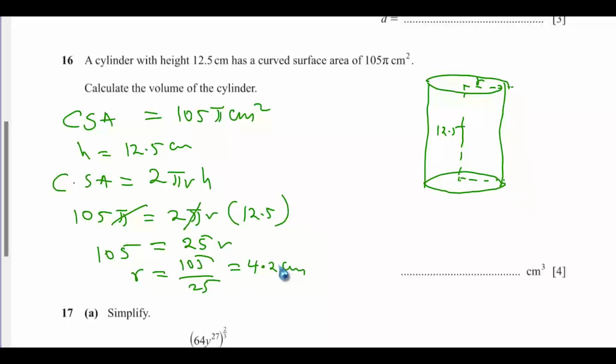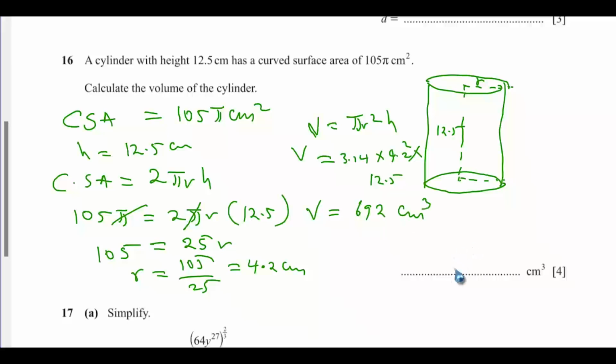So now we can calculate the volume of the cylinder. The volume of a cylinder is given as the base area times the height. That will be pi r squared h. So let's put in the values. It will be equal to 3.14 times 4.2 squared, then multiplied by the height, which is 12.5. If you do this, you should get the volume of the cylinder to be 692 centimeters cubed.